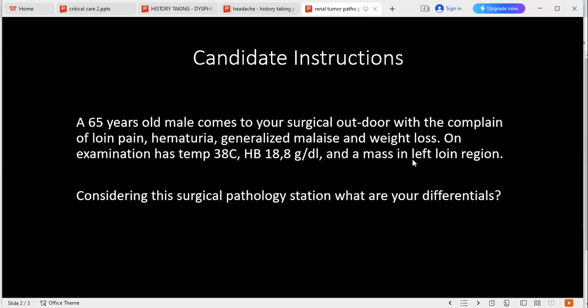Last 10 seconds are left. What is the type of malignancy that occurs because of immunosuppression?